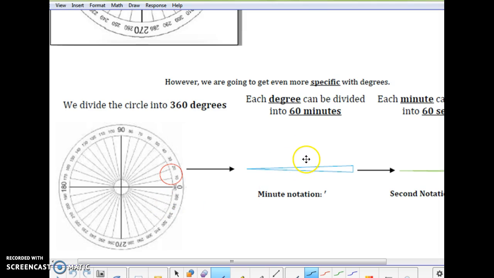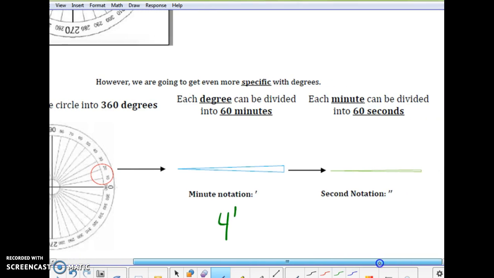Then I'm going to take each degree and divide it into something called minutes, so 60 minutes. So you can see 1 degree is already really tiny. 60 minutes is going to be even smaller. The notation that we use for minutes is that little hyphen thing. So this would be 4 minutes. I'm not even sure what it's called.